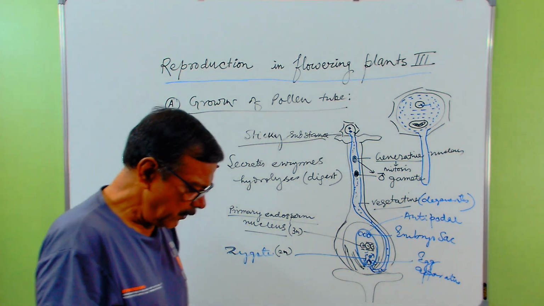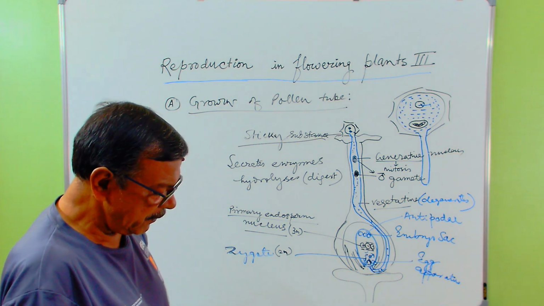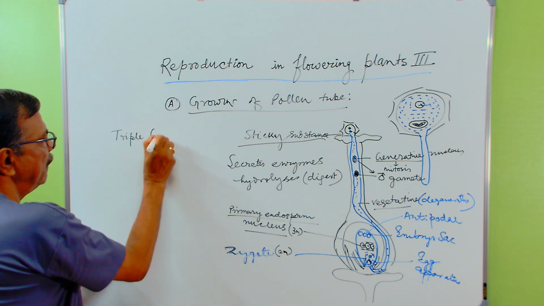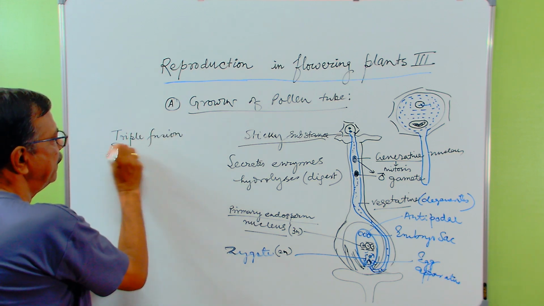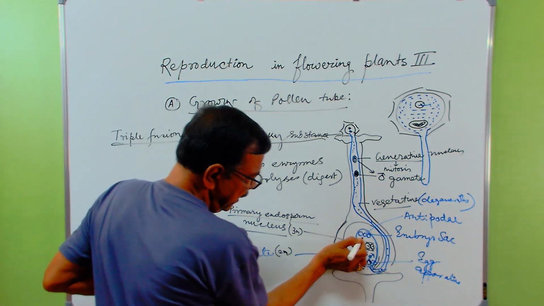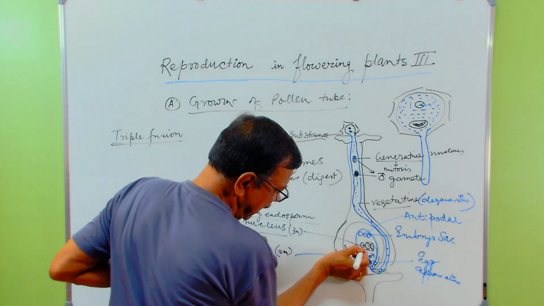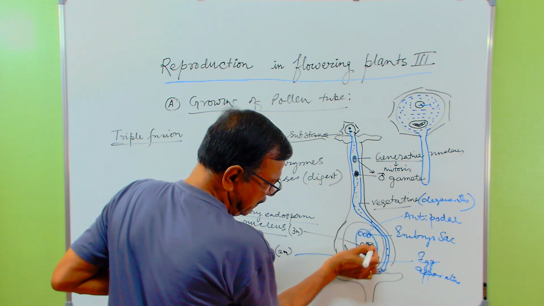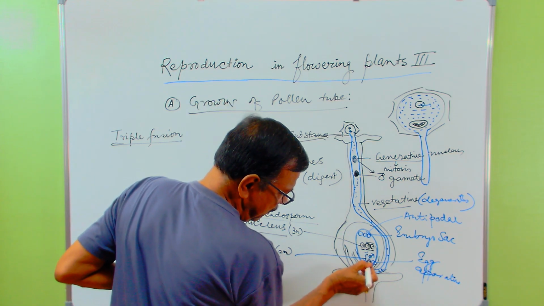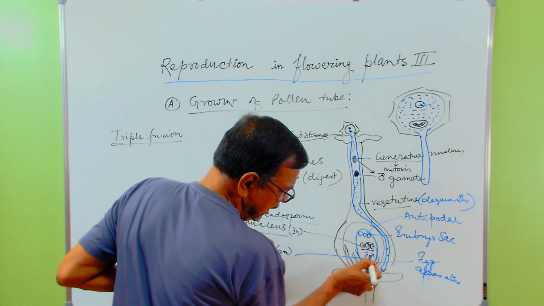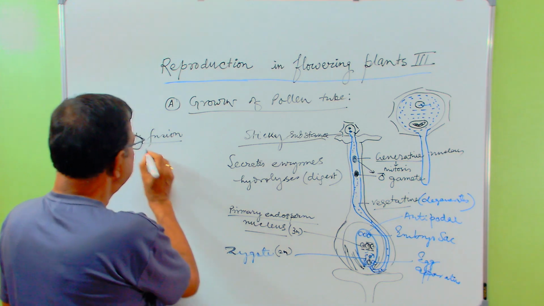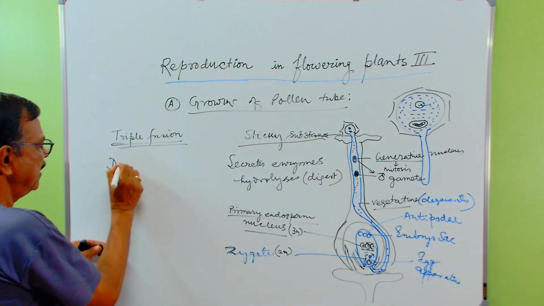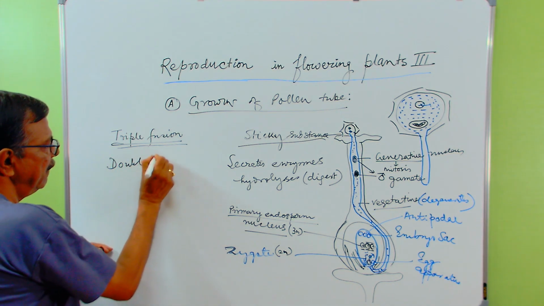Now, one or two questions come: what is triple fusion? Triple fusion means here one polar nucleus, another polar nucleus fuses, one fusion. One male gamete fuses, second fusion. And here also fusion of ovum with the male gamete. So there is a case of triple fusion. Sometimes it may come. And another term is known as double fertilization.